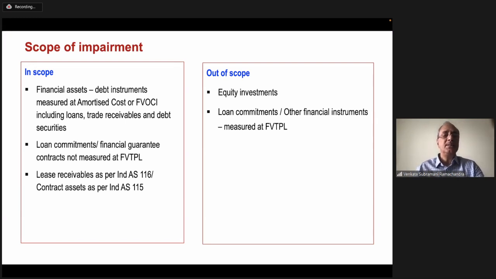Then loan commitments, financial guarantees, which are not measured at FVTPL, and lease receivables. So all these lease receivables, contract assets, trade receivables, all of those things are subject to this impairment model. What is out of scope is equity instruments and the loan commitments that are measured at FVTPL. Now this equity instrument is deliberately out of this impairment model, for very conscious reasons.